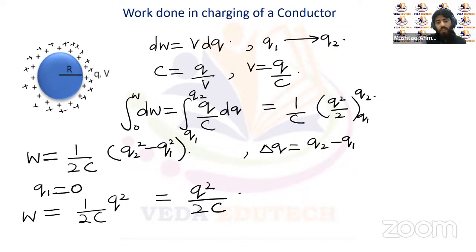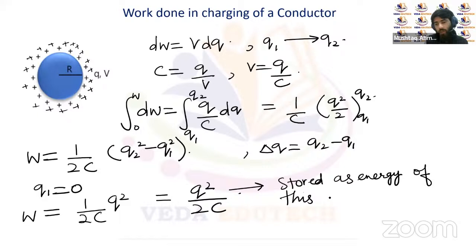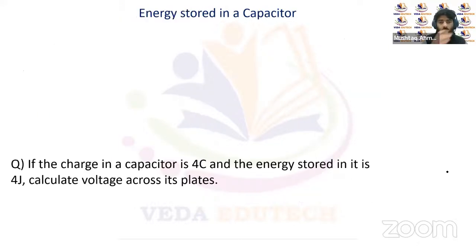And this work done will be stored as the energy of this conductor, or capacitor, right? So the energy stored in a capacitor, let's call that E, will be the total work done by the external agent, right?